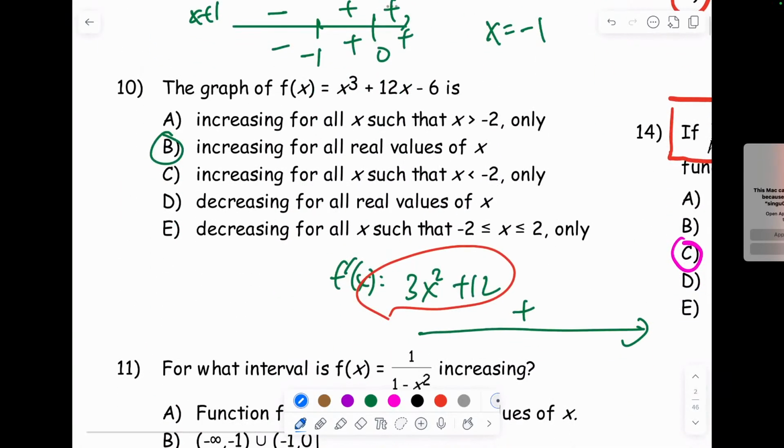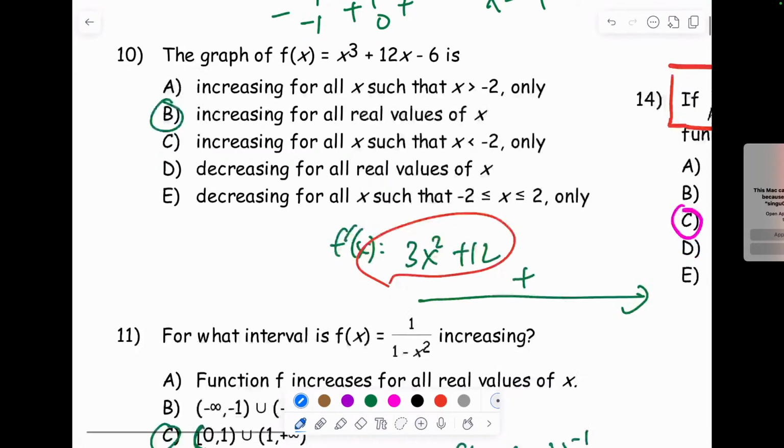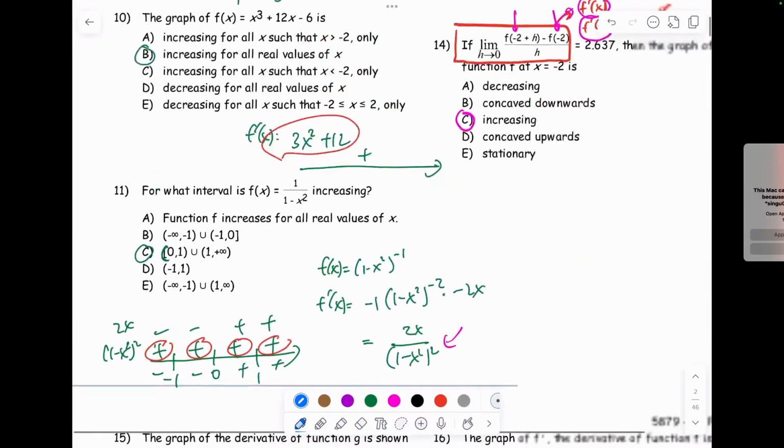This one, number 10, is another one. It's kind of interesting because if you take a derivative, there is no critical number. You plug in anything and it is always positive. This one is that.